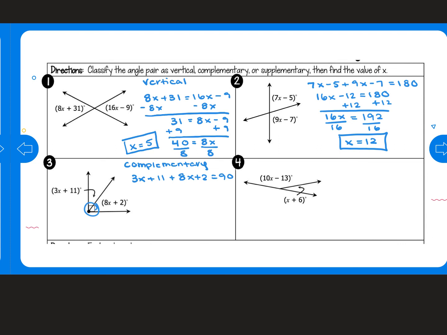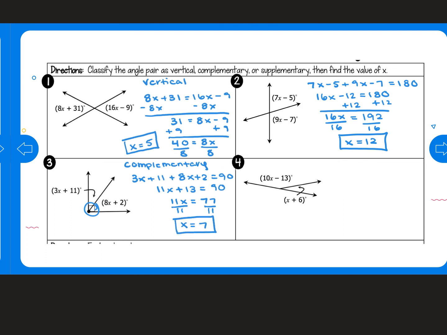3x plus 8x is 11x. Then we have 11 plus 2, which gives us 13, and that's all equal to 90. We have 11x is equal to 77. Divide both sides by 11, and we get that x is equal to 7.